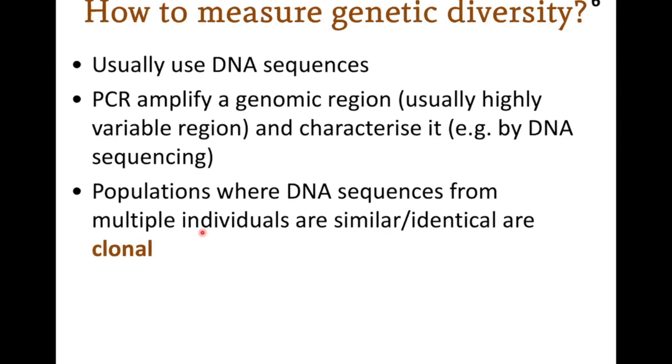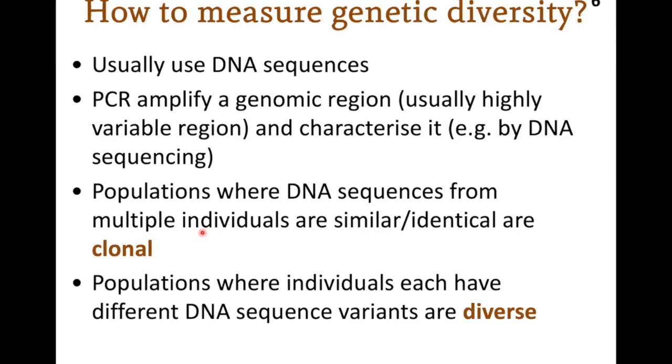And we can look at those DNA sequences from different individuals in the population. Where we find DNA sequences from different individuals are very similar to each other, we say that those populations are clonal. Conversely, if we find that different individuals each have different DNA sequences for that particular region, we say that those populations are diverse. So a clonal population is indicative of a pathogen outbreak, whereas a diverse population is indicative of the pathogen being an indigenous pathogen where some of them have had to evolve virulence.